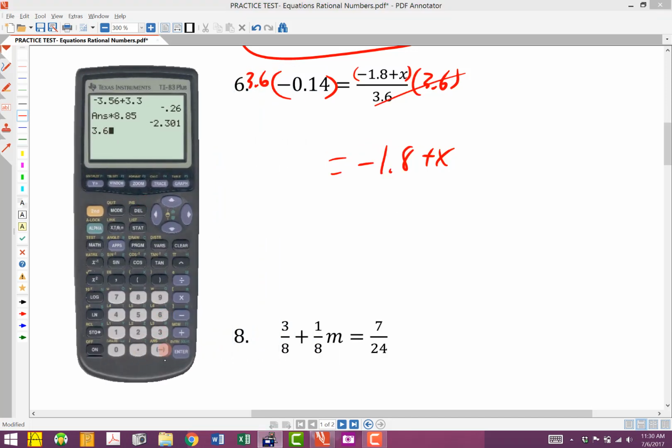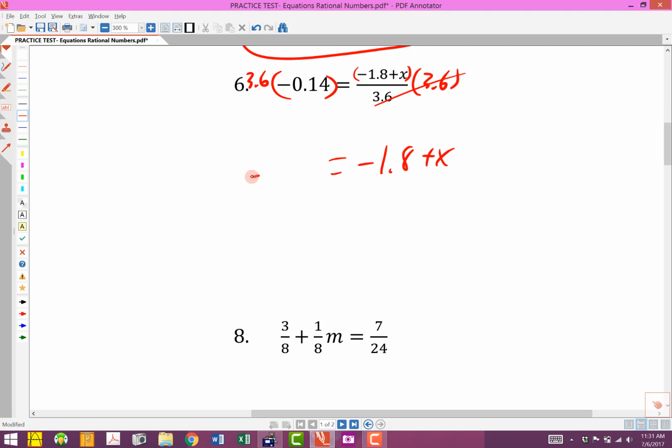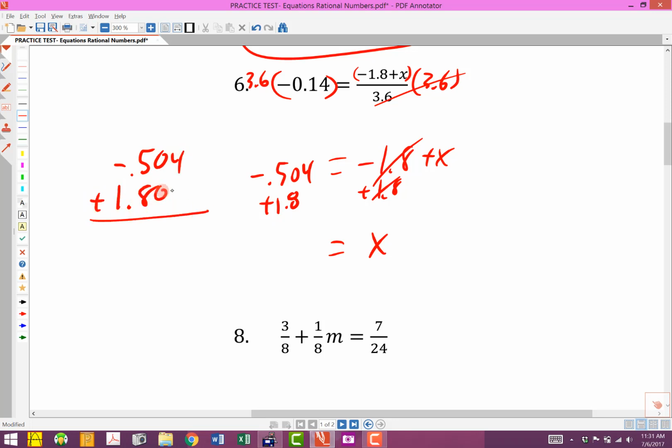Let's see, 3.6 times negative 0.14, and we end up with negative 0.504. And then we just need to get rid of this subtracting 1.8. So we're going to add 1.8 to both sides. Now if I were doing this by hand, I would be really careful about lining these up. Really, if we were doing it by hand, this is what we'd want to write. We'd want to write add 1.8. Put the zeros there. We're really finding the difference between the two of those.